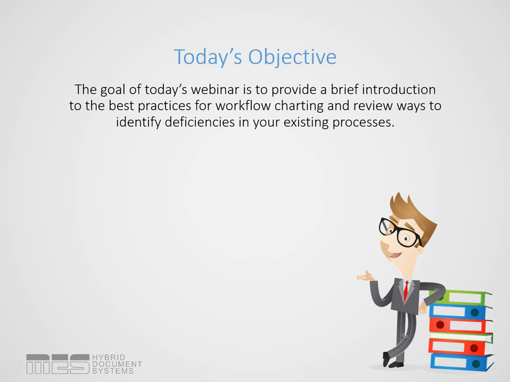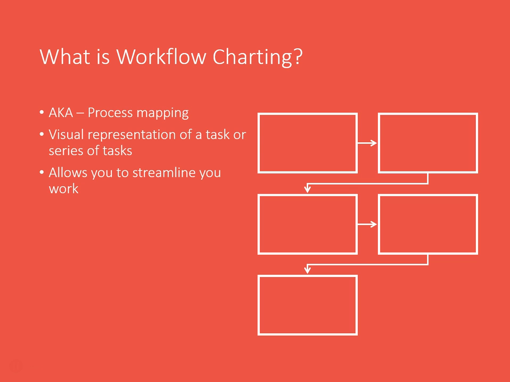And really what we're looking to achieve today is to provide you with a brief introduction for the best practices of workflow charting and to review ways that you can identify deficiencies in your existing processes. So for starters, what is workflow charting or process mapping? Essentially, it's just a visual representation of a task or a business process or a series of tasks within your organization that allow you to take a job activity from start to finish. Mapping it allows you to streamline and analyze these processes for maximum efficiency.